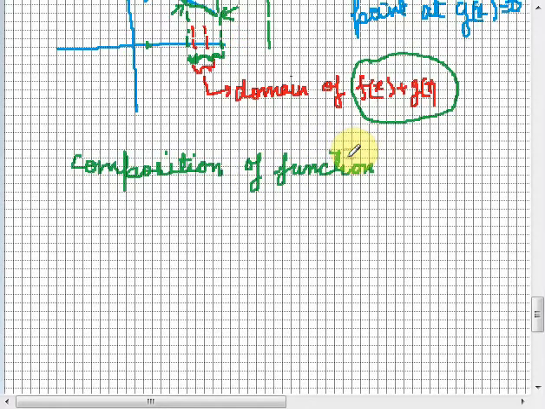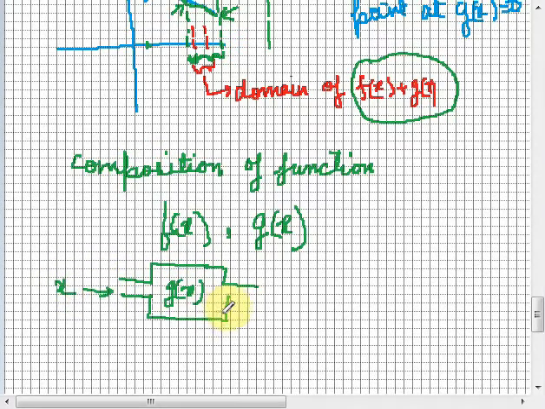What is composition of a function? I will define it very easily. Suppose we have two functions, f(x) and g(x), that is, both of the functions pass the vertical line test, so these are functions. This is the g(x) function. We give an input x, we get an output g(x). This is the g machine.